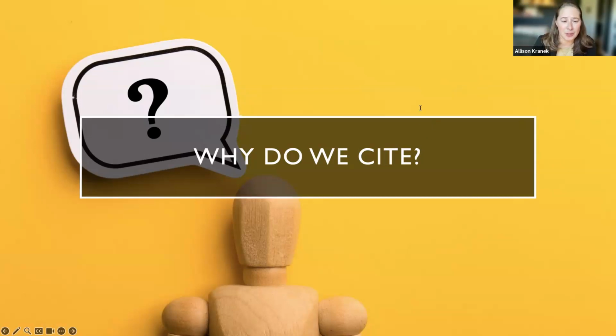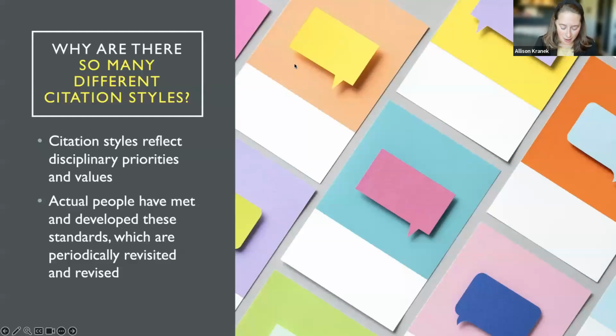So there are lots of reasons why we cite, but sometimes it's difficult to keep that in mind when we're so focused on the intricacies of actually putting together a citation. I know it can be really frustrating when there are so many different citation styles. And so it's important to remember that while citation styles can feel really arbitrary, like somebody made it up one day just to make your life more difficult, that's actually not the case.